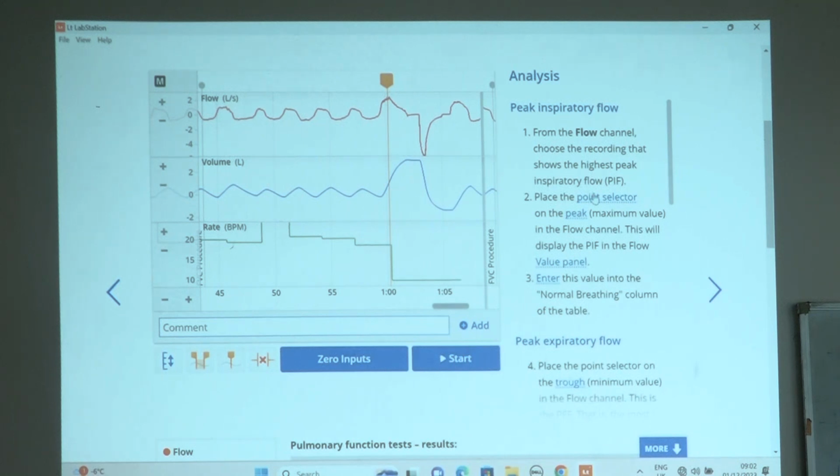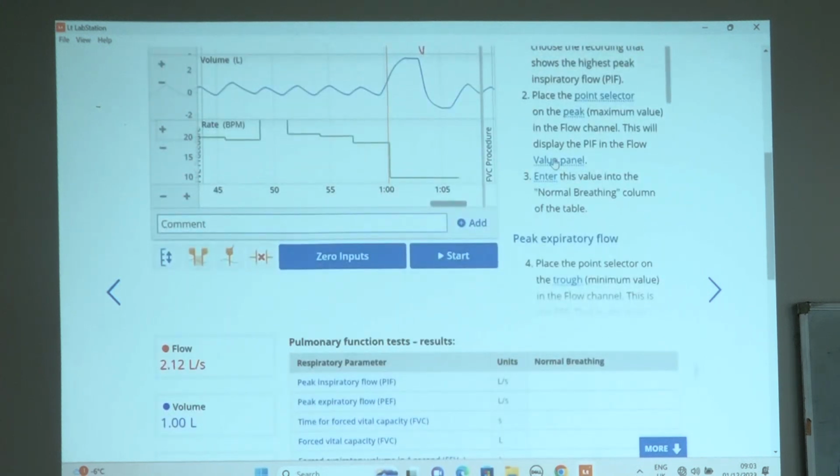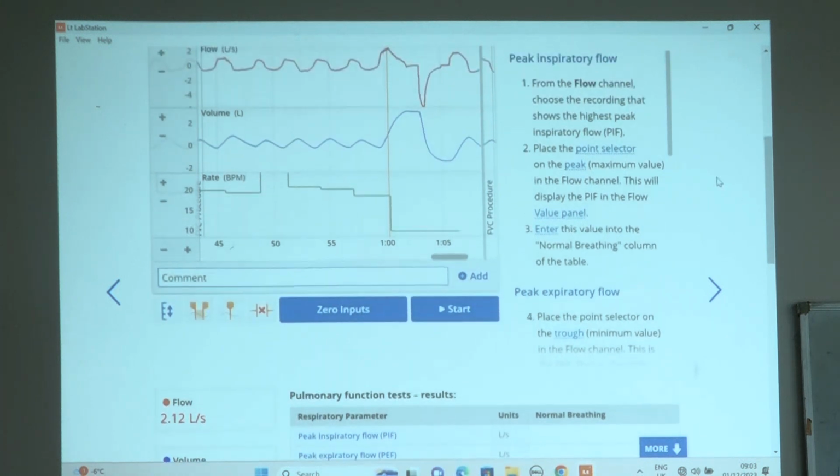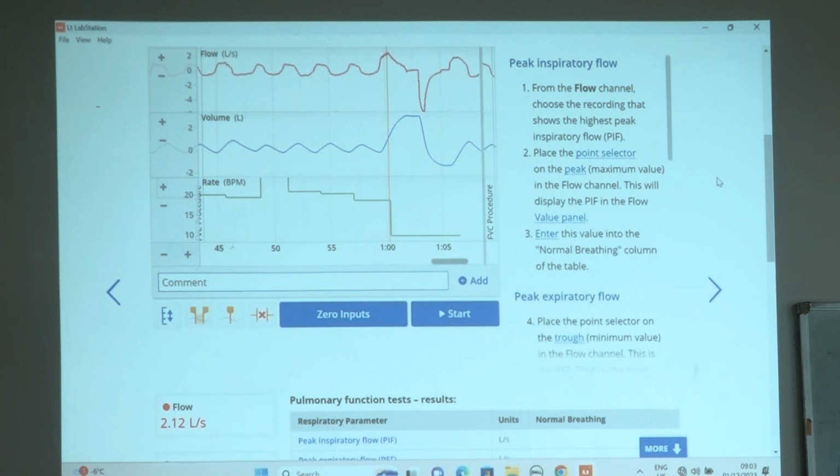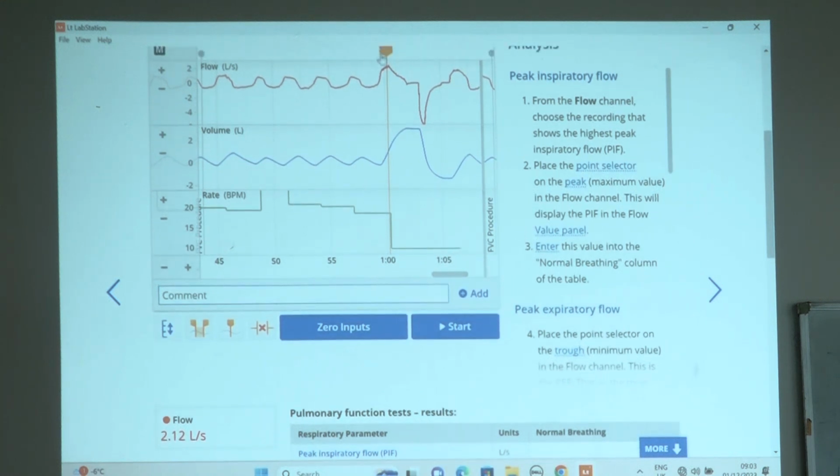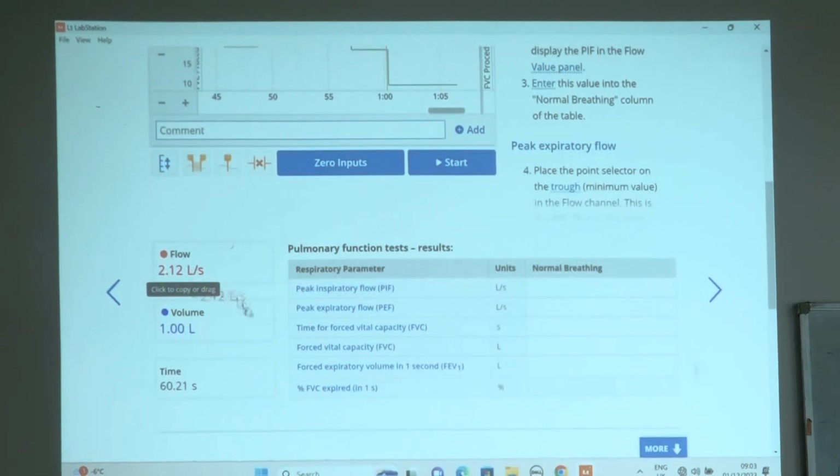Now, place the point selector on the peak maximum value in the flow channel. This will display the PIF in the flow value panel. In case you don't know what value panel means, if you click that, you will get a direction. There's some noise there, and it seems we picked it at the highest point of the noise. This kind of zigzag thing, we call it noise in the tracing. But let's work with what we have to save time. So, peak inspiratory flow, we have it at 2.1 liters per second.